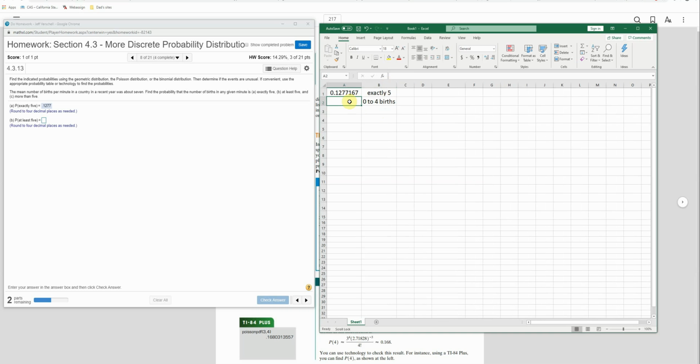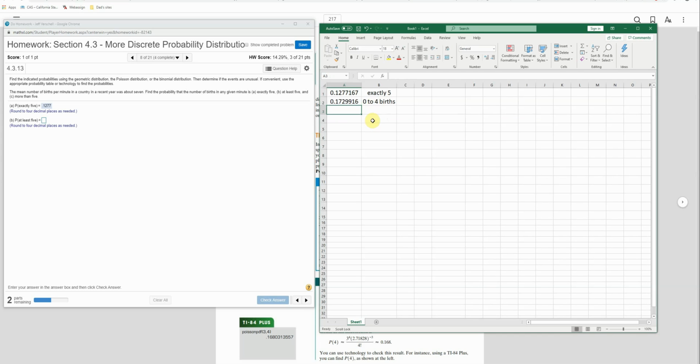From 0 to 4. So if I do my probability, my Poisson, I click on Poisson. How many do I want? What is the number of births that I want? I want 4, comma, my mean is still 7. And in this case, since I want from 0 through 4, I'm going to use cumulative.